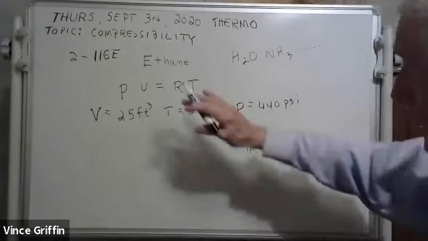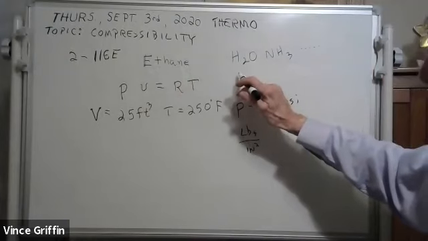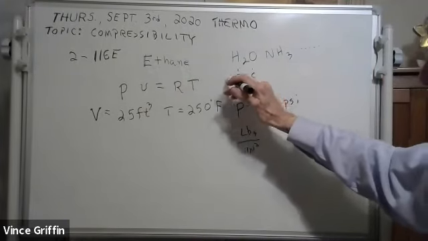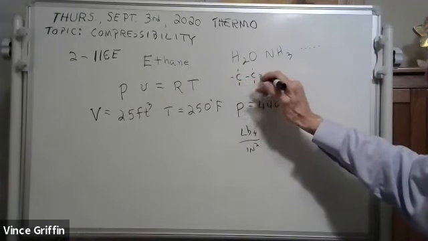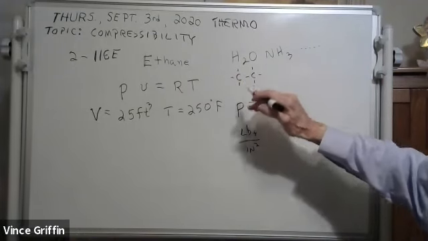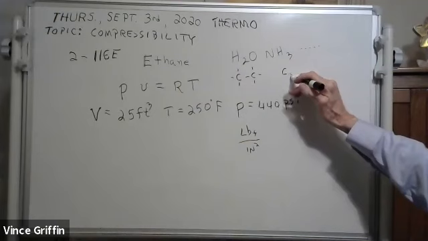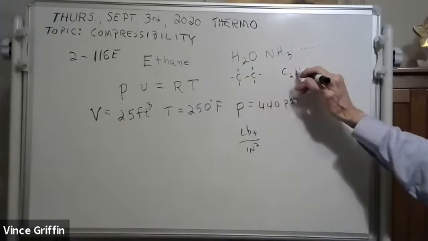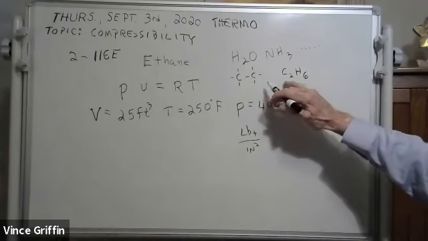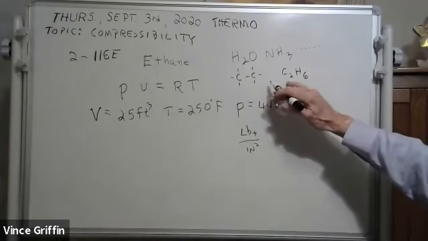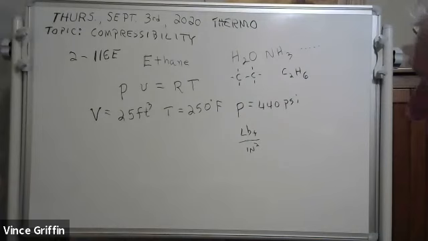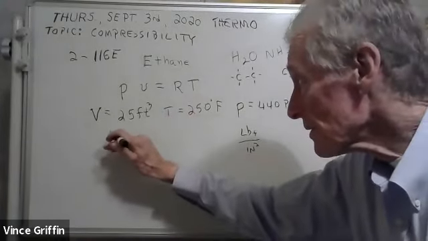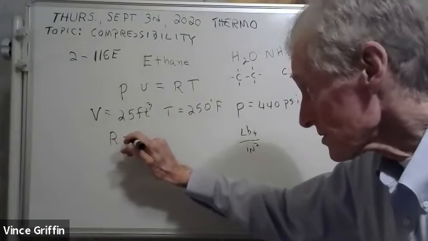Okay, now ethane, I'll tell you what ethane is. It's a hydrocarbon. It's got 2 carbons and 6 hydrogens. That's it. Here's the chemical formula for ethane. Now we're going to have to look up the gas constant.